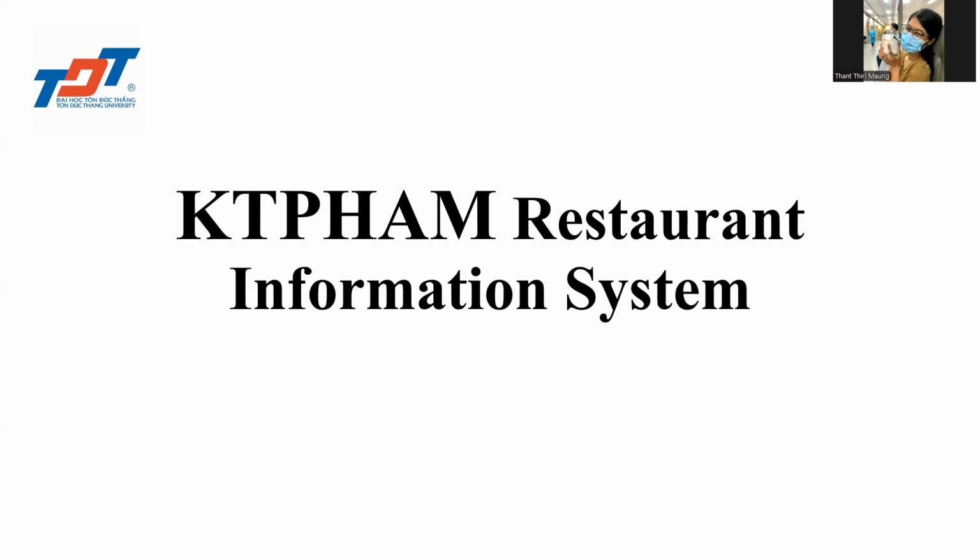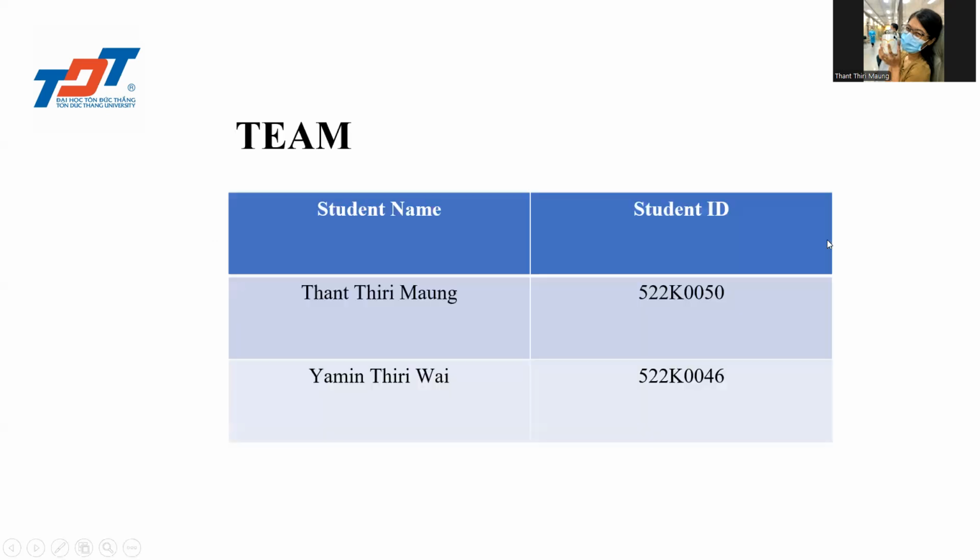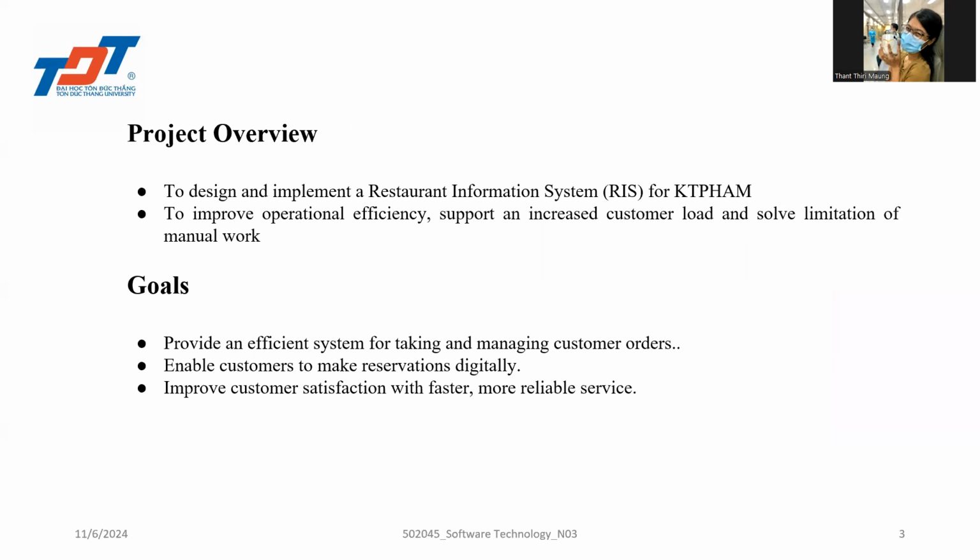So in our group, we have two members, me and Yamin, and these are our IDs and names. For our project, our final project is to implement the restaurant information system for the KTP HAM restaurant. Our project helps to improve the efficiency and support the increased customer load and solve the limitation of manual work when the restaurant has customer overload.